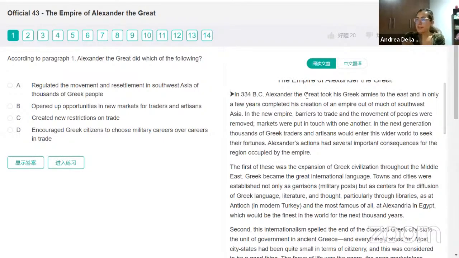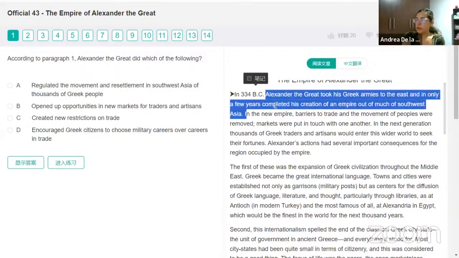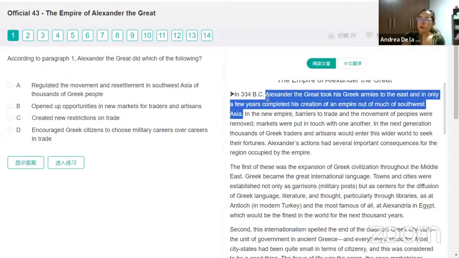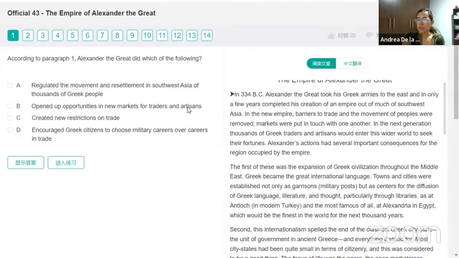Entonces vemos, dice Alexander the Great took his Greek armies to the east and in only a few years completed his creation of an empire out of much of Southwest Asia. Eso es lo primero que sabemos de Alexander the Great. ¿Qué hizo según esta primera oración? Dice, completed his creation of an empire. Created an empire, ¿no? Lo resumimos un poco. ¿Qué hizo al principio? Created an empire. Creó un imperio del Southwest Asia.